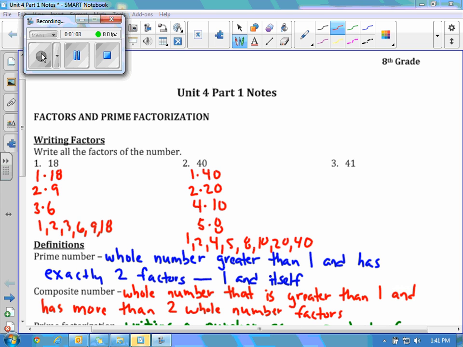And then for the third one, we're going to start with 1 times 41. 2 can't go into it, 3 can't go into it, 4 can't go into it. I think we're good there. So our factors are just 1 and 41.